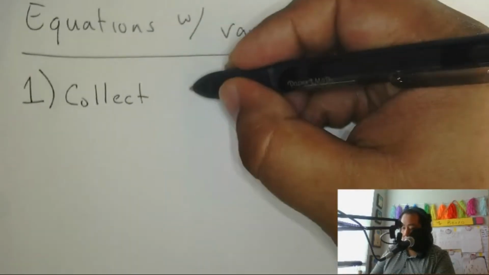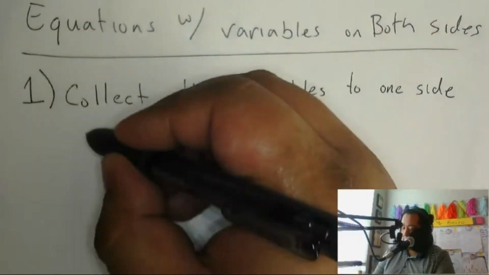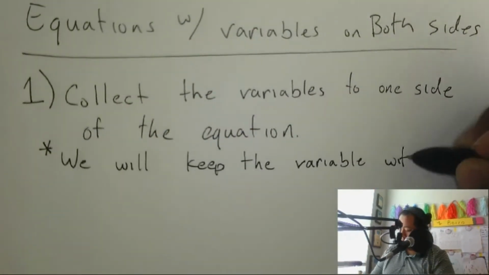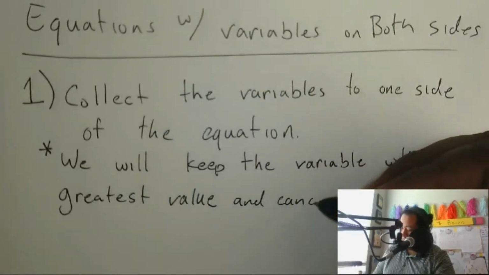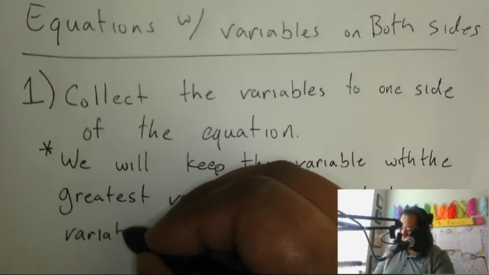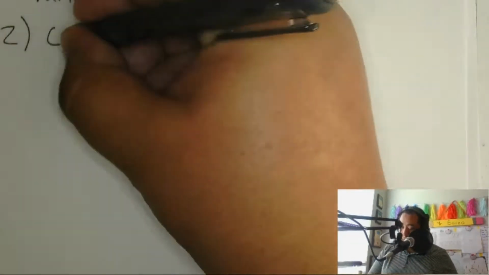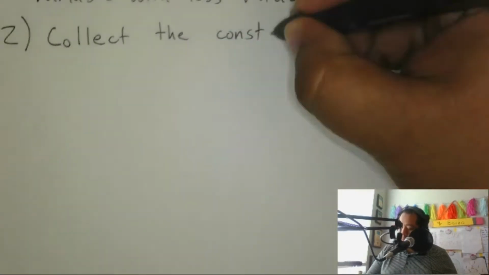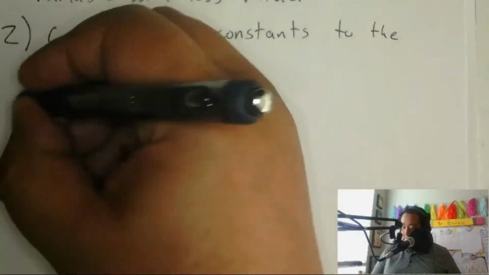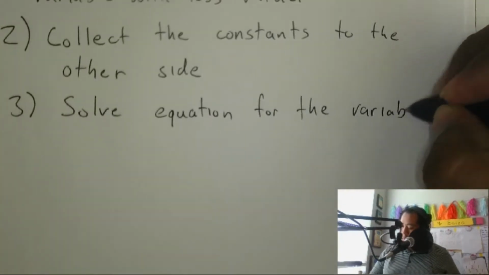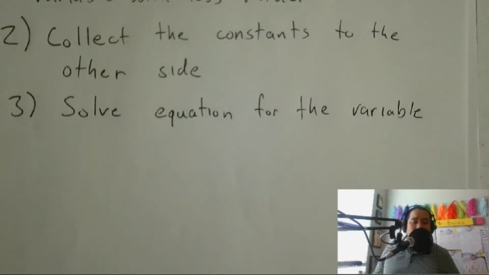So our first step to solve these equations is to collect the variables on one side of the equation. When we're doing this, we will keep the variables with the greatest value and cancel out the variables with less value. So all those smaller x values are going to go away and we're going to keep the bigger ones. Step number 2 is collect the constants on the other side. All the things that we're adding or subtracting, we're going to move to the other side. And finally, our third step is to solve the equation for our variable. We want to figure out what that x value is, what is that missing number that we don't know yet.